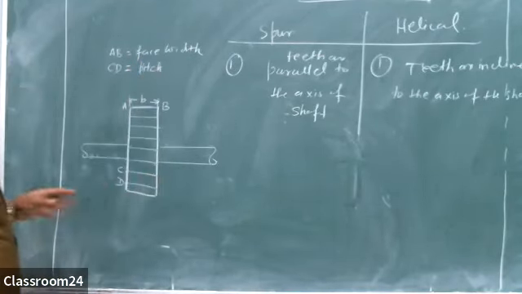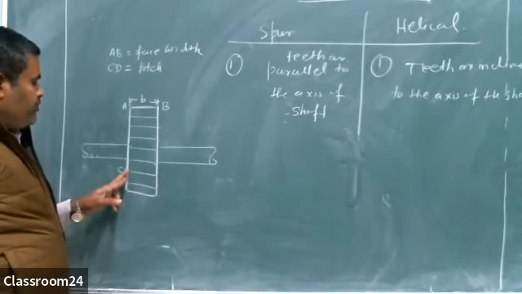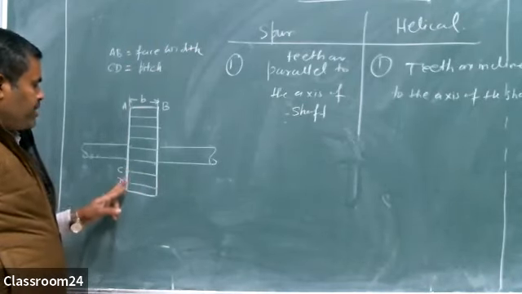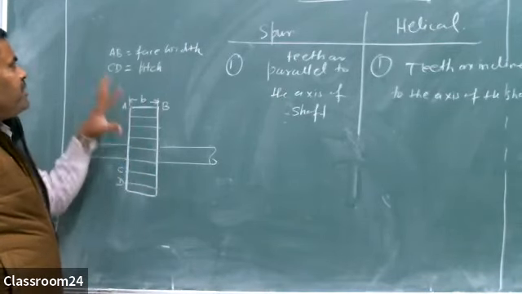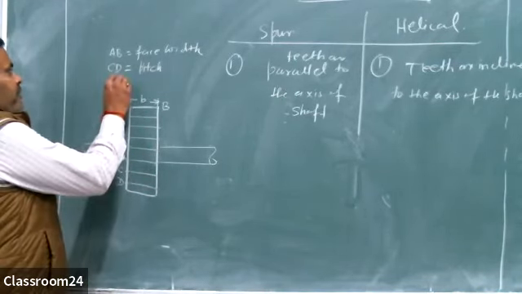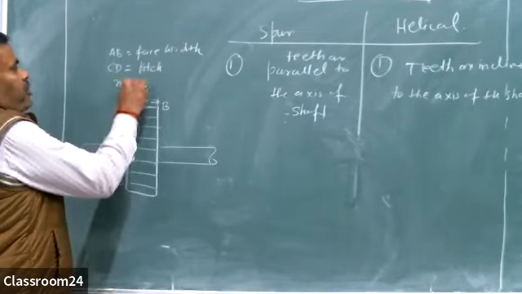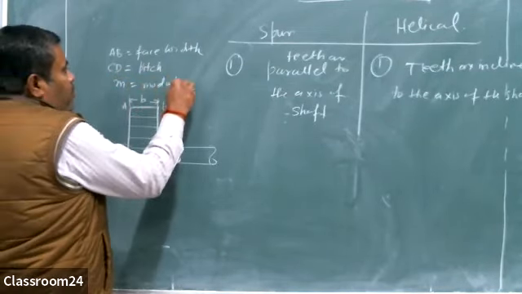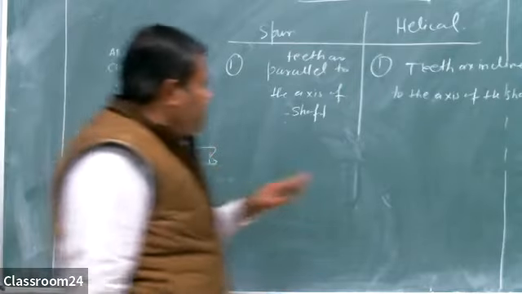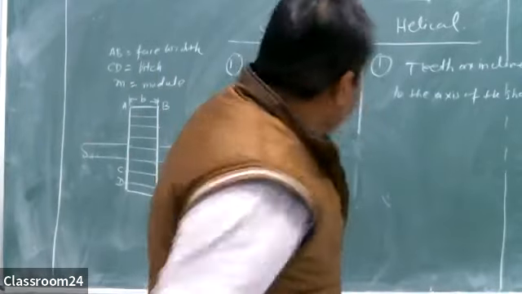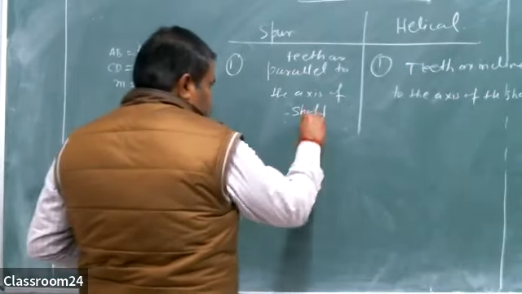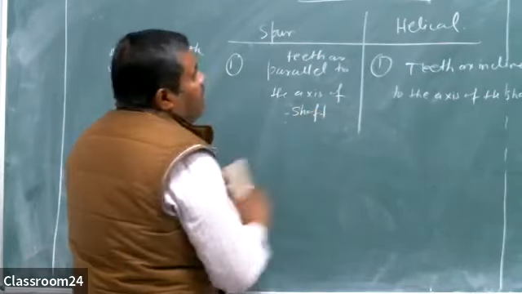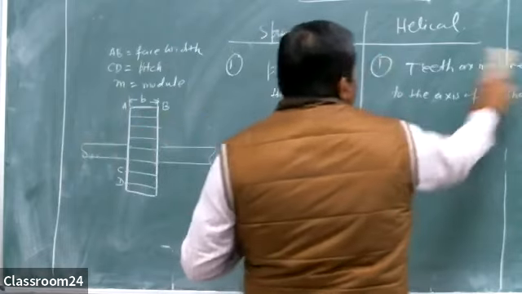It is the pitch: one point on one tooth to the corresponding point on another tooth. So CD is the pitch. This is somewhat the terminology of the spur gear, and m is the module. Now let me make the diagram for the helical gear.